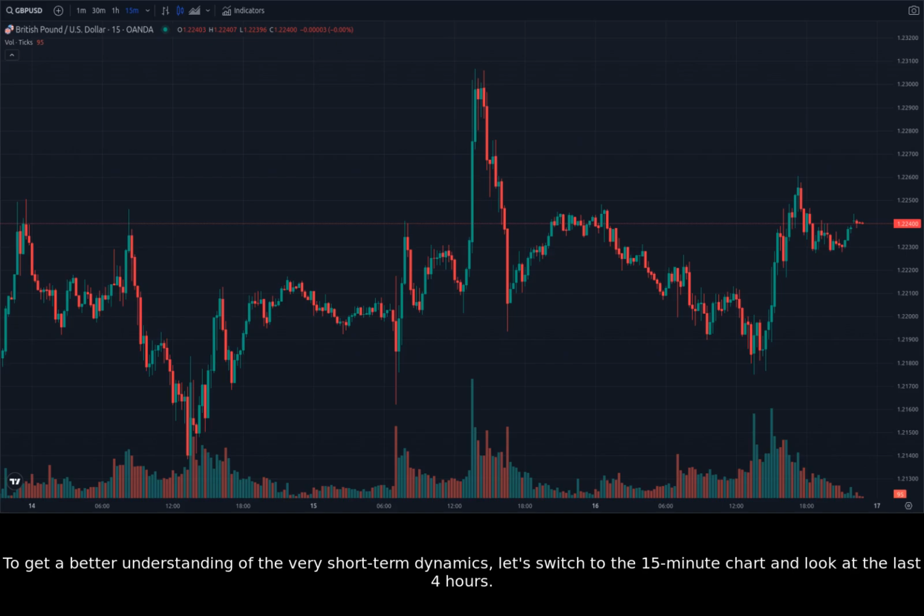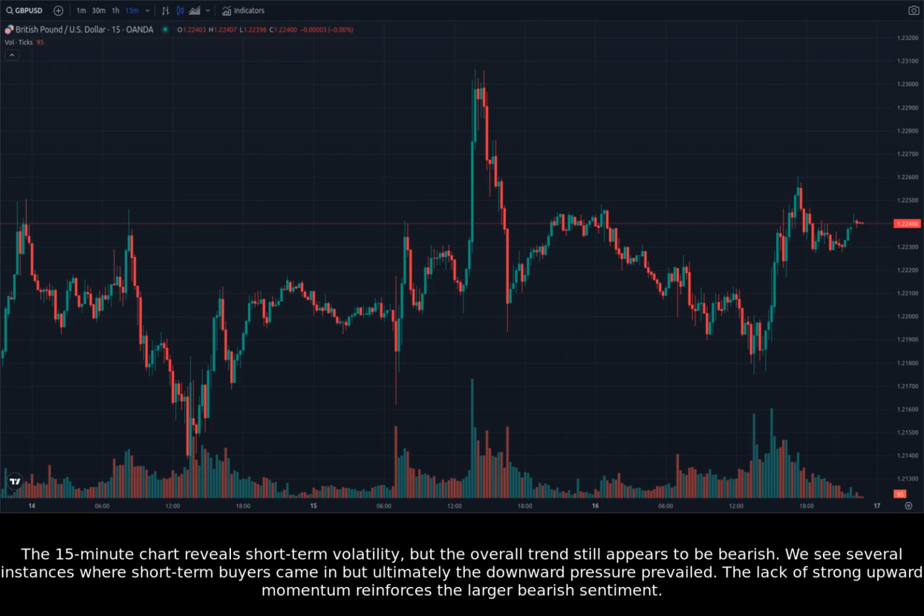To get a better understanding of the very short-term dynamics, let's switch to the 15-minute chart and look at the last 4 hours. The 15-minute chart reveals short-term volatility, but the overall trend still appears to be bearish. We see several instances where short-term buyers came in but ultimately the downward pressure prevailed. The lack of strong upward momentum reinforces the larger bearish sentiment.